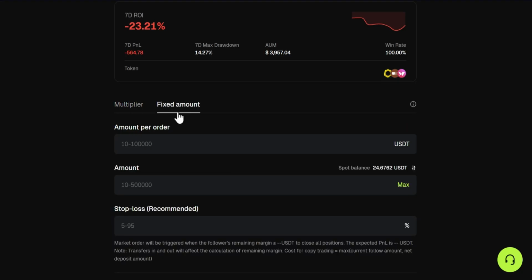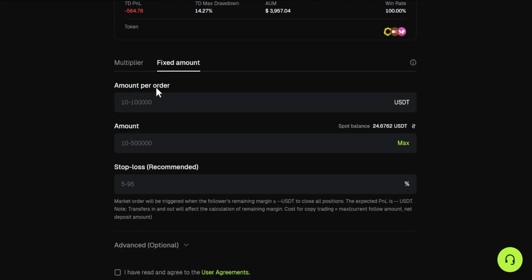Fixed amount mode is where you copy a fixed dollar amount per trade. For example, if you set $10, every trade the lead trader opens, you open with $10. This gives you more control over how much you're risking per trade. For this tutorial, I'm going to focus on fixed amount since most of you watching are probably beginners. First, you'll see the amount per order. You decide how much money to use per trade. Every copied trade uses the same amount. For example, if you set $50, then every trade copied uses $50 as well.